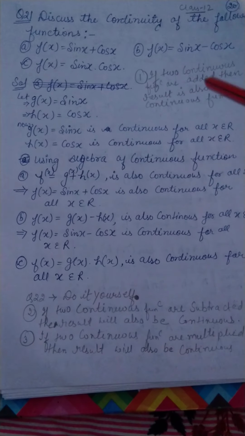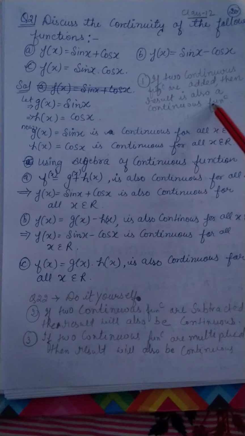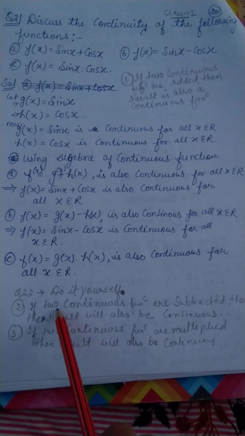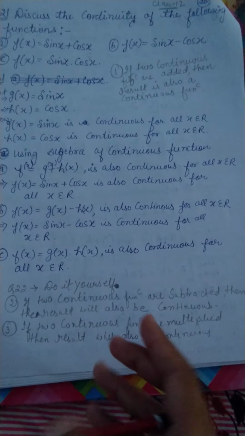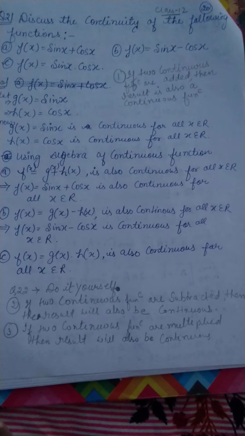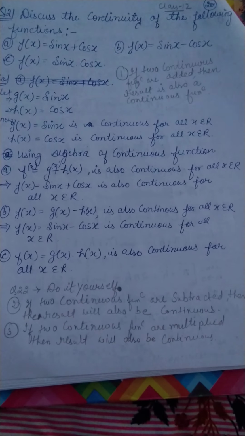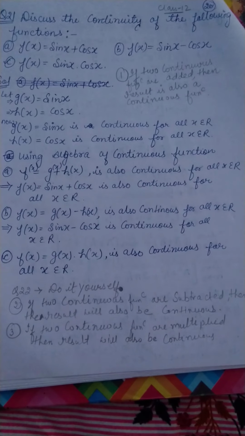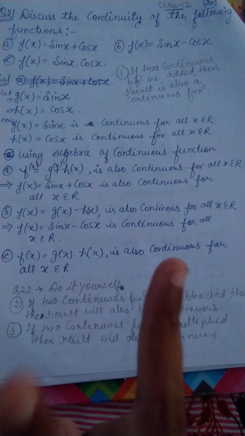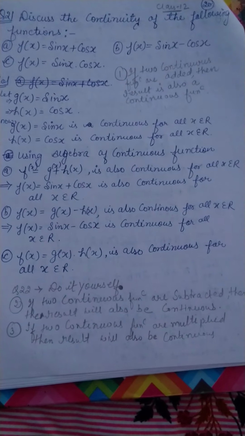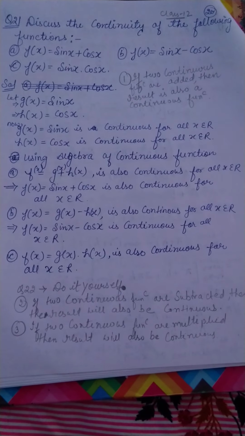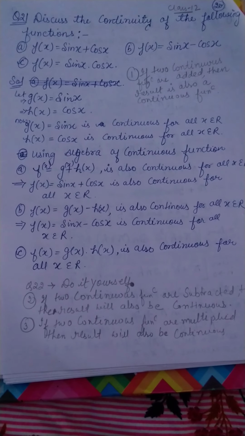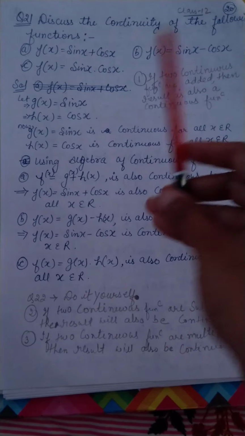will get after addition, that answer will also be a continuous function. And as per rule number 2, if you will subtract two continuous functions, and the answer which you will get after subtracting, that will also be continuous. And rule number 3 bachcha, if you will multiply two continuous functions, then the result which will be obtained, that will also be continuous. Now using these three rules, I'll be teaching you now these three parts.